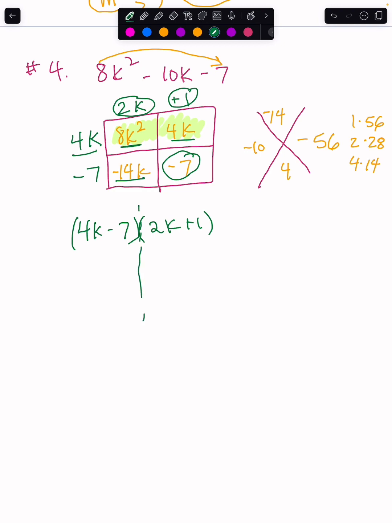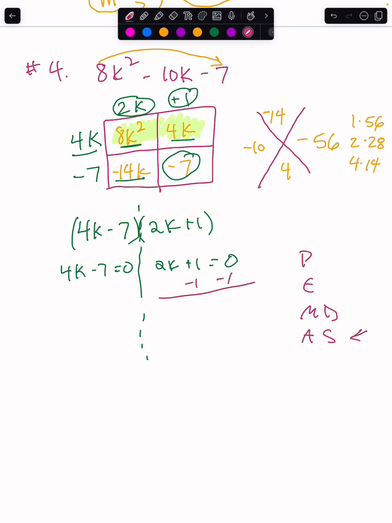Now I need to set this equal to 0. Now these aren't as easy and as smooth as the first one. So again, these are two-step equations. Addition, subtraction first. I'm going to subtract 1, minus 1, minus 1. 2K equals negative 1. Then I'm going to divide by 2. So my first K is equal to negative 1/2.